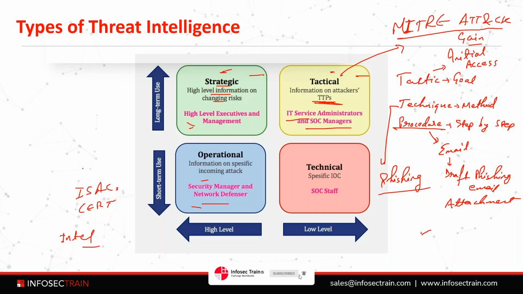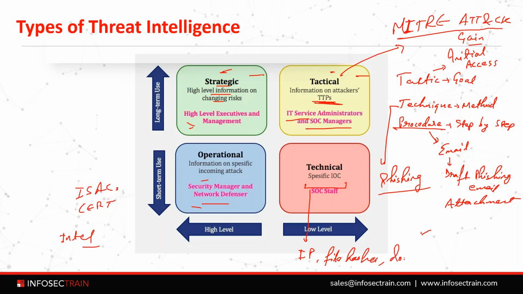Technical is again short term but low level, more core information. IOCs we are talking about. IOCs are indicators of compromise, as I mentioned. So it gives you the specific IPs, file hashes, file signatures, domains, like that, which need to be blocked by the organization. So it provides you the IOCs. SOC analysts, SIEM engineers, and firewall teams consume this kind of intelligence. So these things are fed into your security tools for detection, alerting, and response purposes.